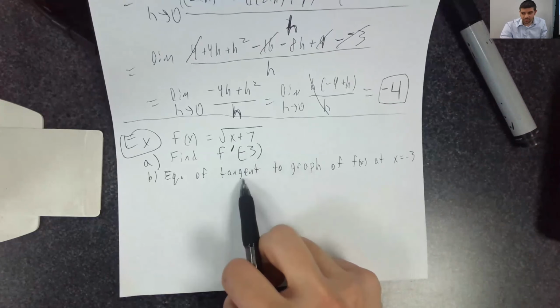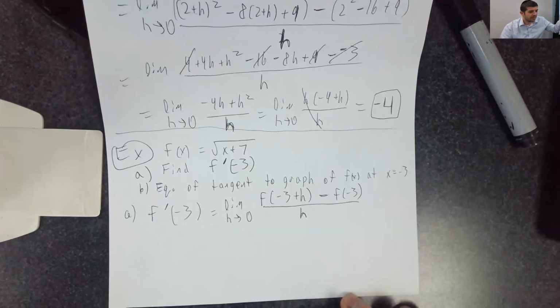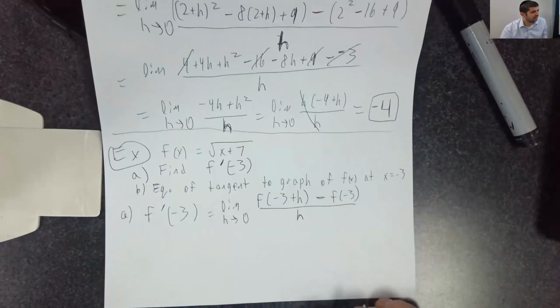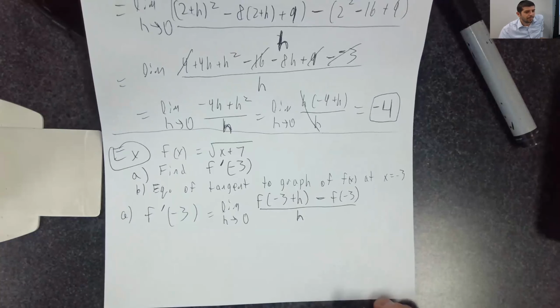F of -3 plus h minus f of -3, divided by h. See how far you guys can get with the algebra. The algebra trick you need, remember, it's 0/0 with a radical, so you have to rationalize. Rationalizing is the trick that you need for this one.